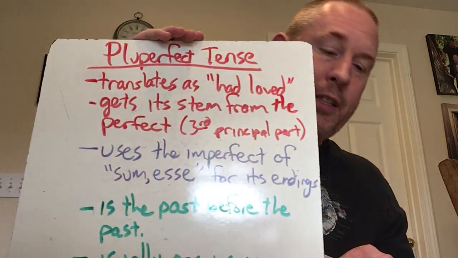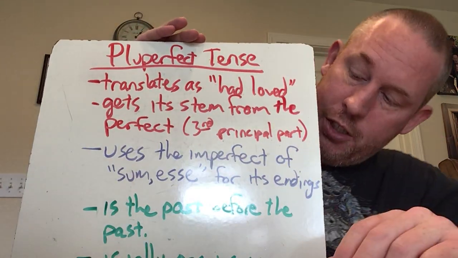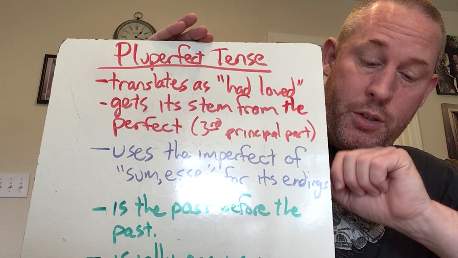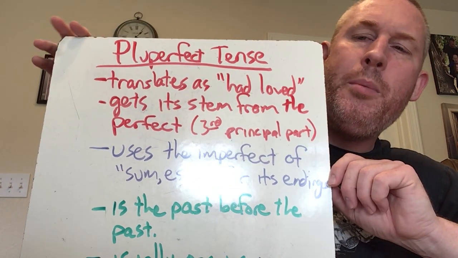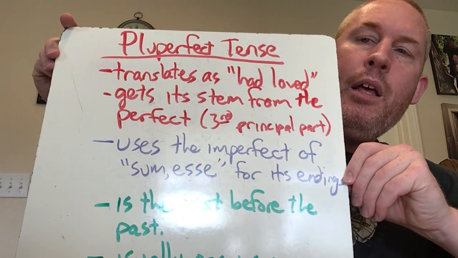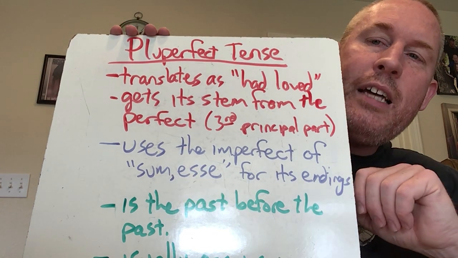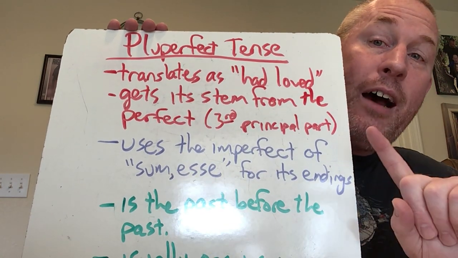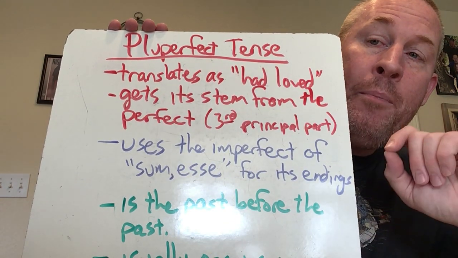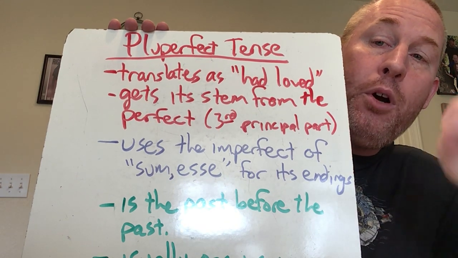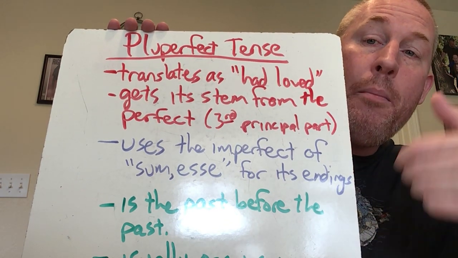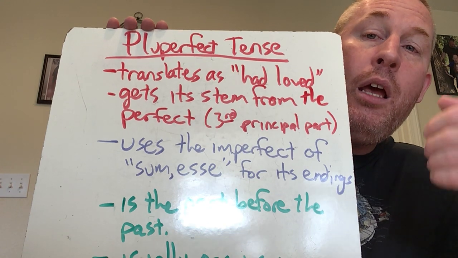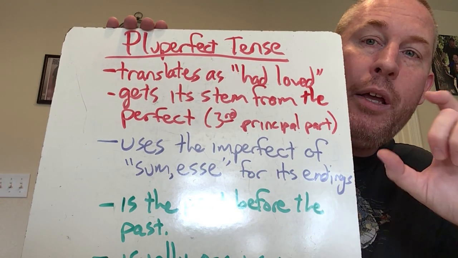There we go. So, the pluperfect, and you can find the pluperfect constructions, by the way, on page 213. So it's in chapter 24, which I know I'm getting a little ahead of myself on, but that's okay. So the pluperfect tense translates as had loved. Not have, had loved, okay? And it gets its stem from the perfect, which is the third principal part. So amo, amare, amavi, amatum. So amav is your stem.